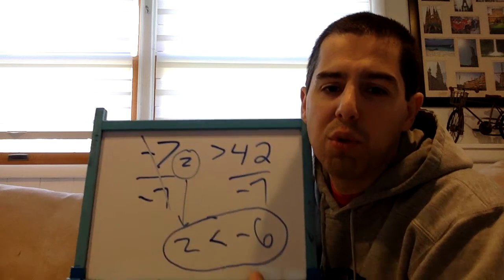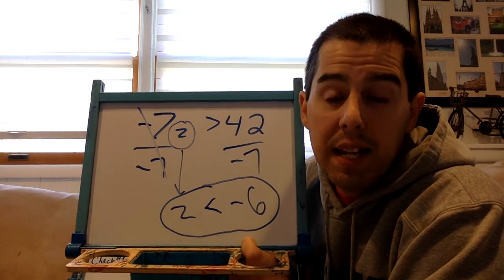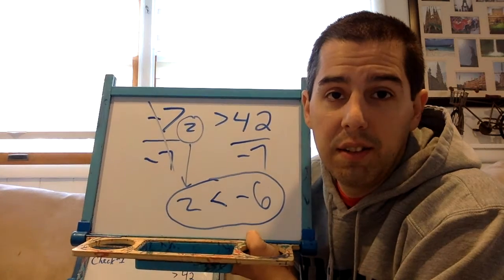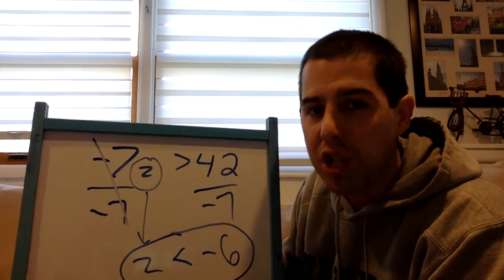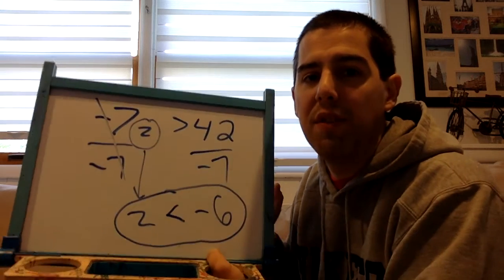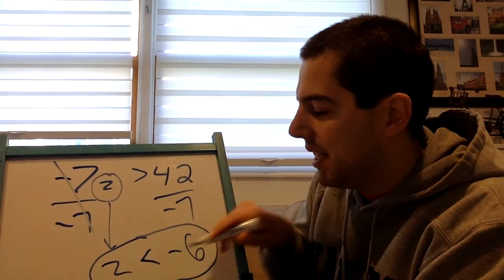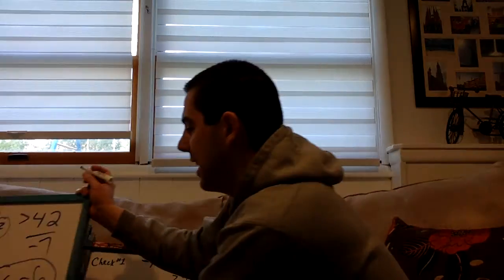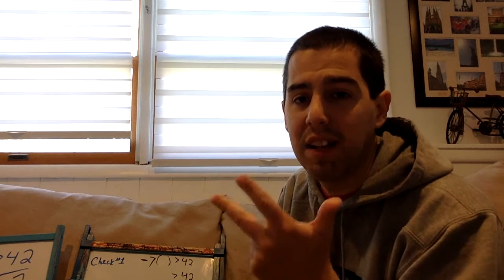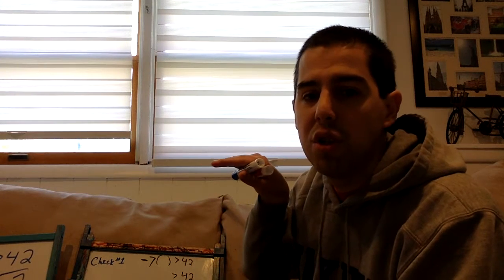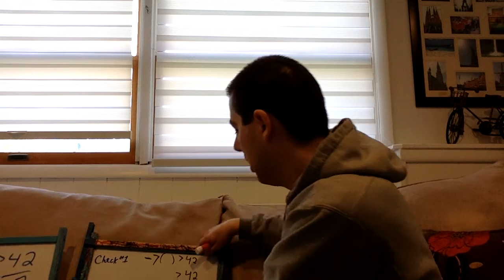Now, while that rule is a little confusing, what's so helpful about our check steps is they will always show you if you did it correctly. So I did z is less than -6, and now I have to see if that's true. So what's a number that's less than -6? -7, -8, -9. All of the numbers to the left on a number line. So now I'm going to plug those in.